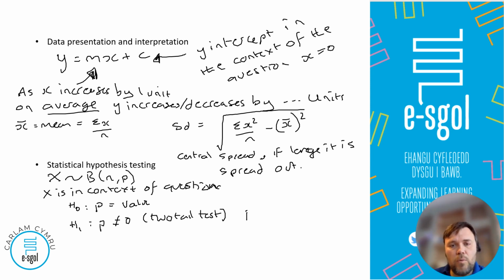If p is greater than, and it's not 0, sorry, it's the actual value, let me rub that out. If p is greater than the value or less than the value, then it's a one-tailed test.